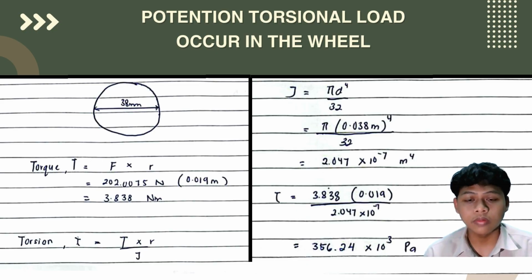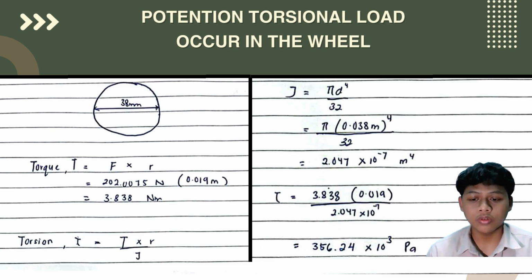Okay, next we will move to the wheels calculation. First we will use the torque formula, which is force multiplied by radius. The diameter of the wheel is 38 millimeter, so we convert it to meter, and then the radius will be 0.019 meter. So the final answer for the torque is 3.838 Newton meter.